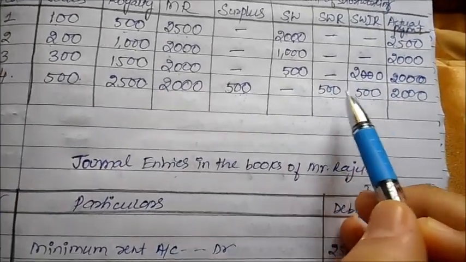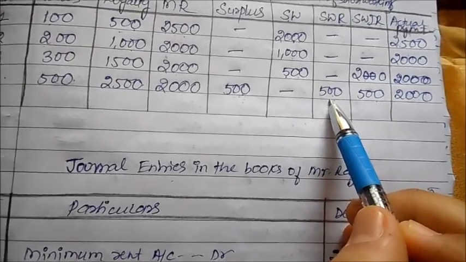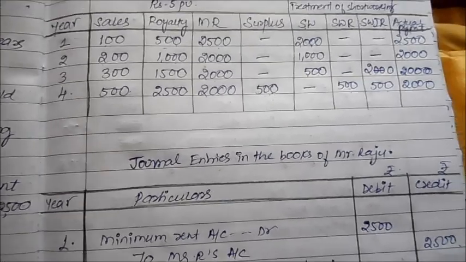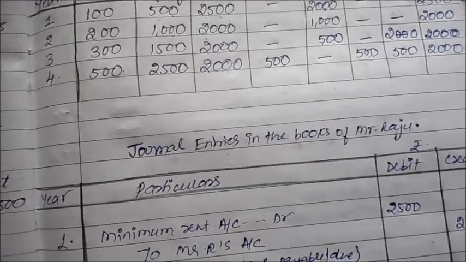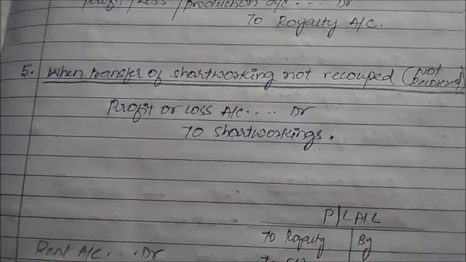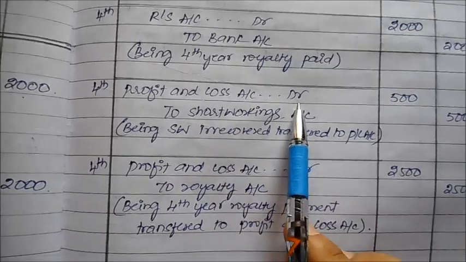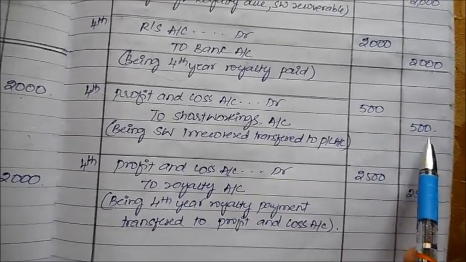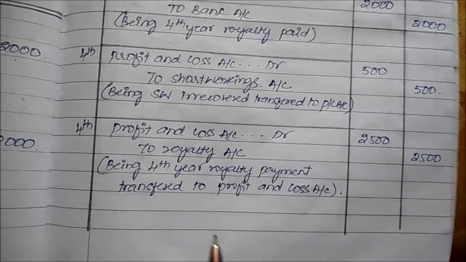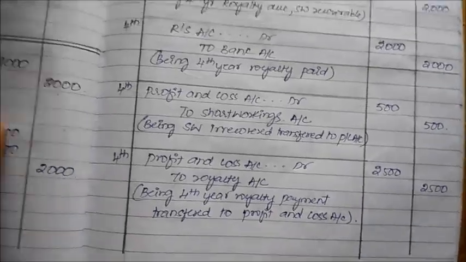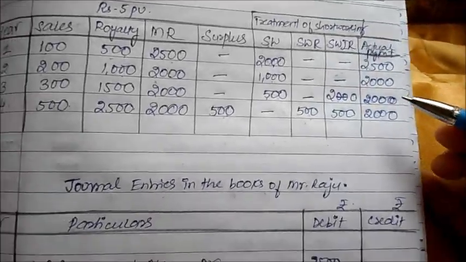500 we have already shown in the first journal entry. Whatever is recovered, what is pending is irrecovered, this one. And whenever the amount is not getting recovered, it is the rule that it will directly get transferred to your P&L account. Okay, so that entry we have to pass. So the third entry here will be profit and loss account debit to short working, 500 not recovered. So at the end of the day, the amount of royalty actually getting transferred to P&L is worth 2500. How 2500?